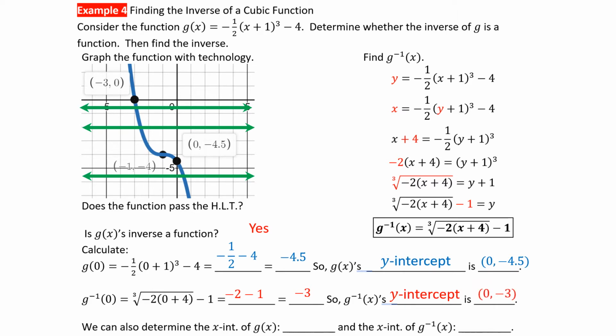So the y-intercept for the inverse function is 0, negative 3, but that also tells us that we can talk about x-intercepts. For the original function g of x, it's going to have that x value, negative 3, which was the y-intercept for the inverse, and what was the y-intercept for the original function is now the x-intercept for the inverse.